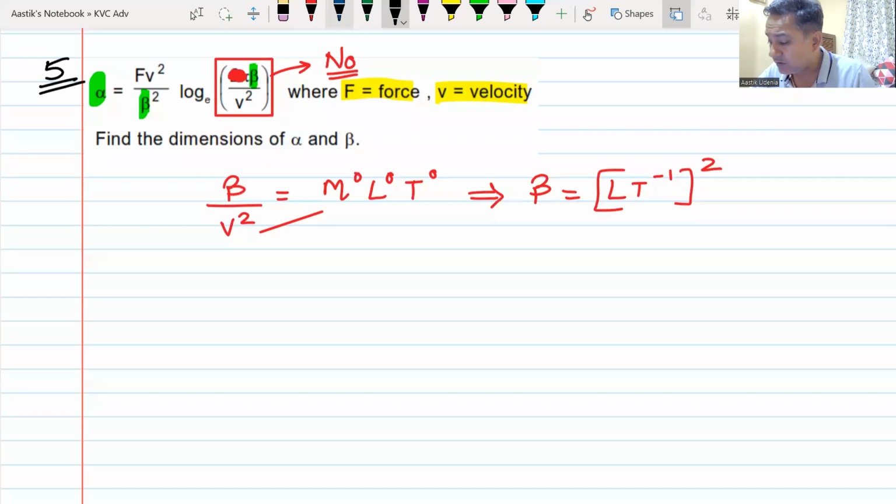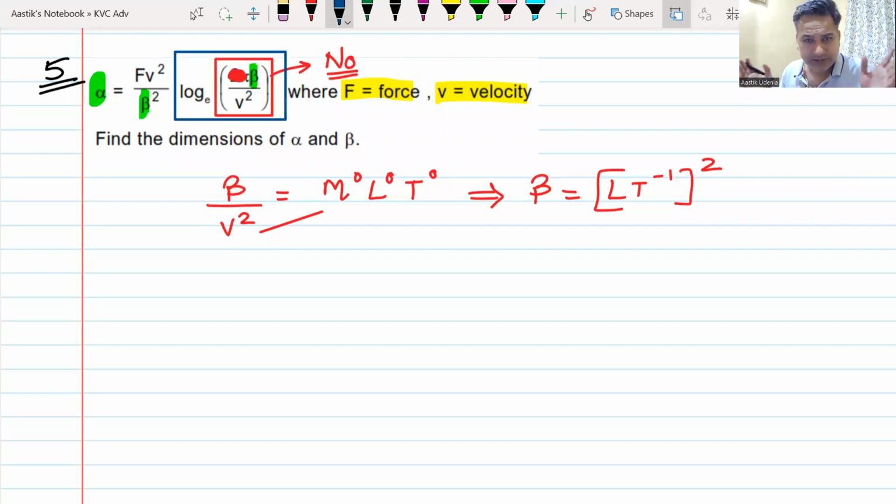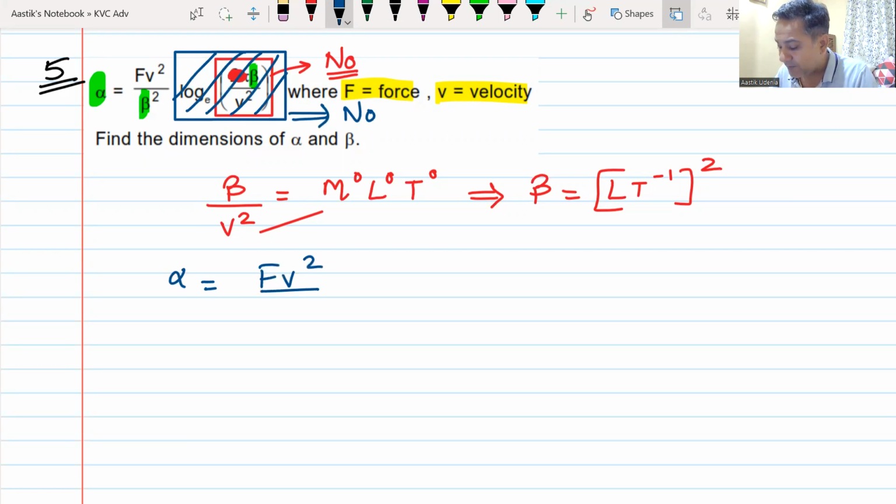Now let us concentrate on getting the dimension of alpha. Now look at this bigger block. This bigger block is log of something. Log of something, that something is a number, and log of something is also a number. So this entire quantity is also a number. Yes or no? So it does not have any dimension altogether. So the dimension of alpha, my dear friend, must be equal to F v square by beta square. Remember, I am not talking about the value, I am talking about the dimension. Do we understand this?